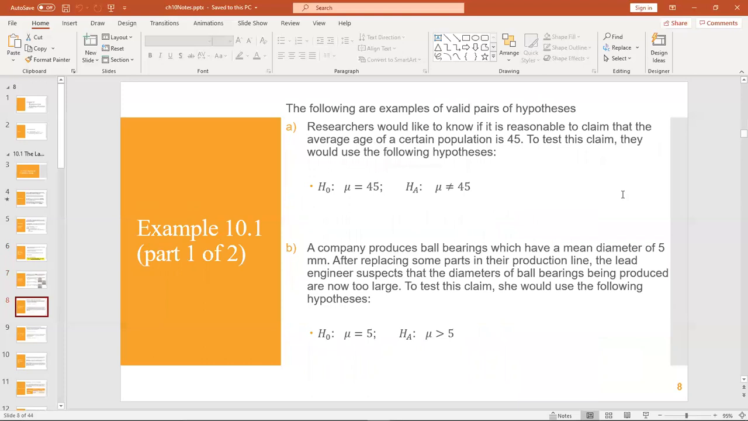So here are some null hypotheses. Researchers want to know if it's reasonable to claim that the average age for a certain population is 45. So they would test these hypotheses.